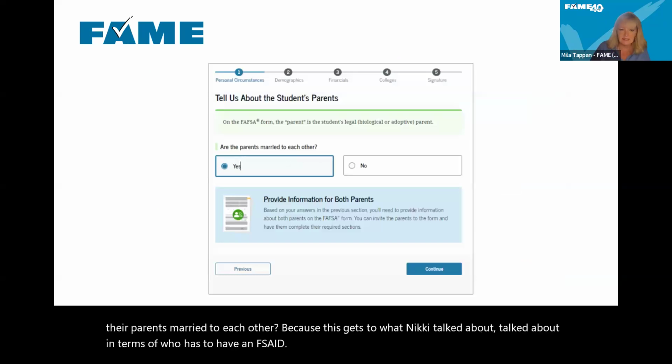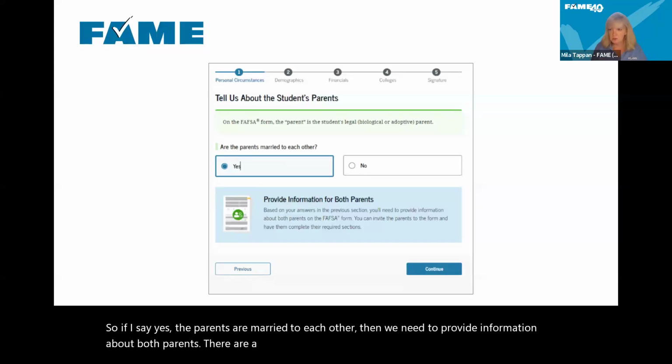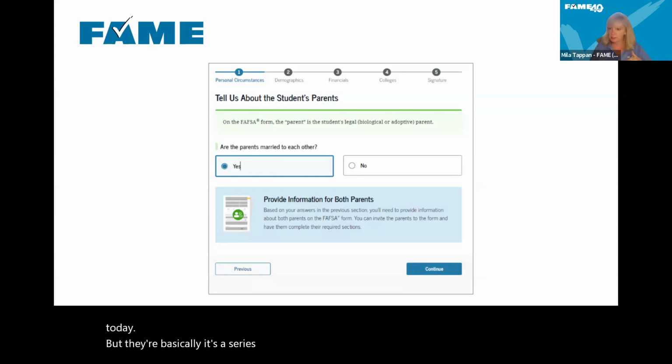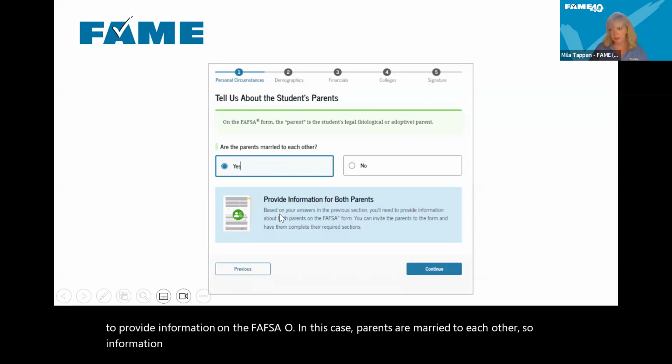So if I say yes, the parents are married to each other, then we need to provide information about both parents. There are a couple other scenarios here that I'm not going to go through today, but it's a series of skip logic questions that directs the student to know who has to provide information on the FAFSA. So in this case, parents are married to each other, so information for both parents needs to be provided.